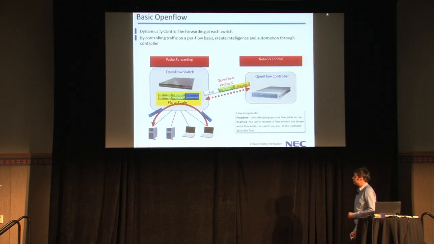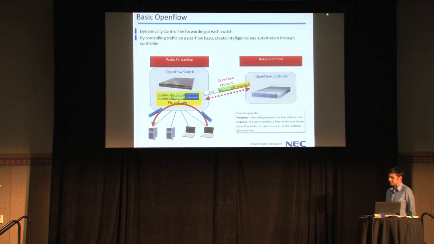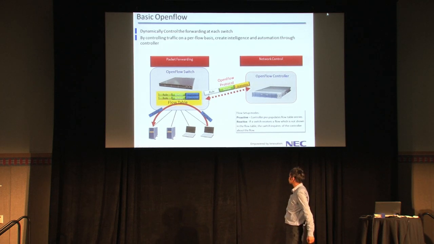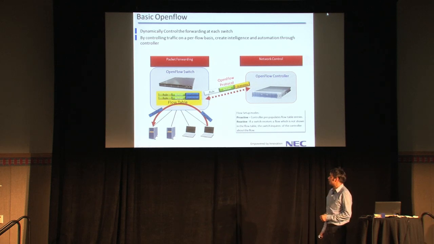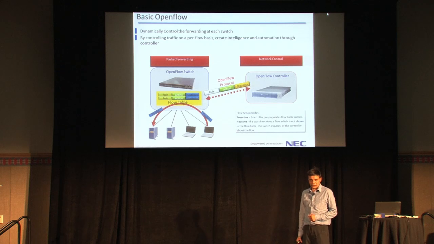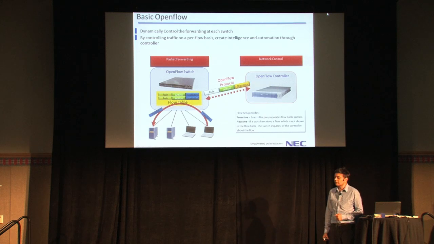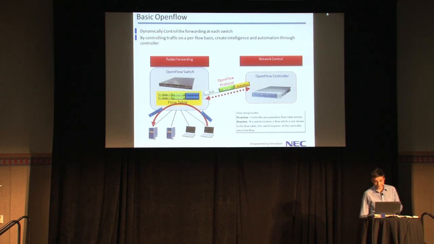So this is just a brief introduction to OpenFlow in case some of you are not aware of it. I guess in these past years, people are all becoming aware of what OpenFlow means. What you have in OpenFlow is a switch and a controller, and the controller is continuously or dynamically programming the flow tables in the switch so that it can change the forwarding behavior of the switch in a dynamic fashion, the way it wants. And by that, it also enables a sort of intelligence and automation in the network.